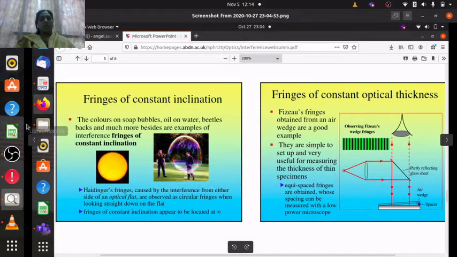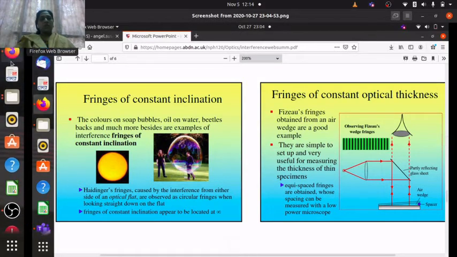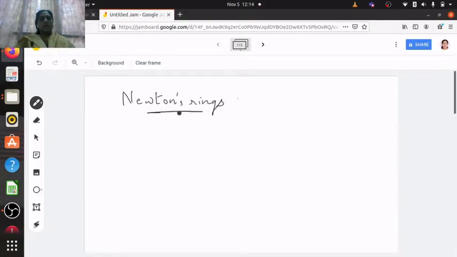Let us study more about fringes of equal optical thickness. We have already said that Newton's ring and air wedge are the best examples of fringes of equal thickness. So how is Newton's ring produced?